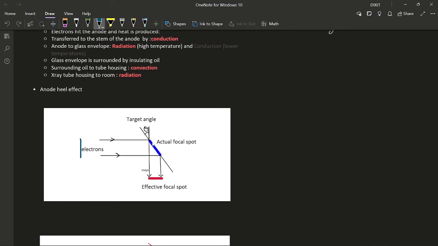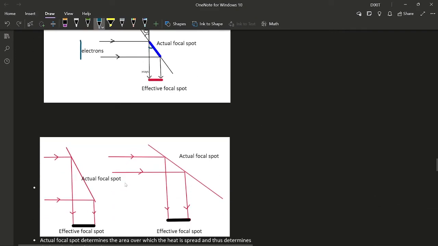Now this actual focal spot makes an angle with the perpendicular, and this angle is known as the target angle or the anode angle. Just note that this angle is the same as this angle here. Now what is happening is, from the actual focal spot, X-rays are being produced in all directions, but here it is being collimated, and the output X-rays have a width which is known as the effective focal spot.